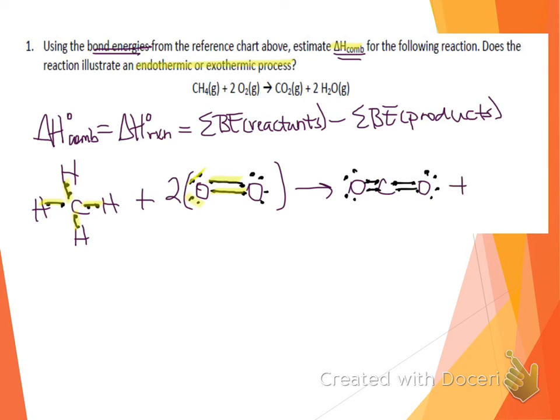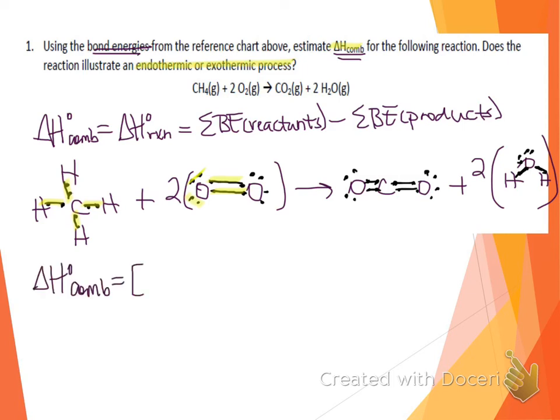Our only other product is water, and we have 2 of them. So oxygen must be in the middle, single bonded to each hydrogen. Oxygen will have 4 of its own and the 4 that it's sharing with the 2 hydrogens. If you are adept at drawing Lewis structures, you do not need to worry about including all of those extra lone pairs here. Now that we have our Lewis structures, we can determine which bonds we need to break and which bonds we need to form.